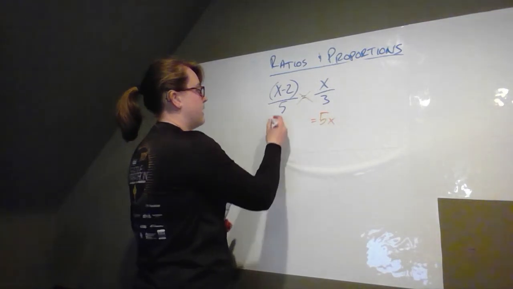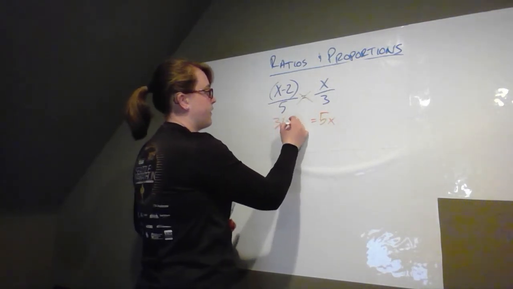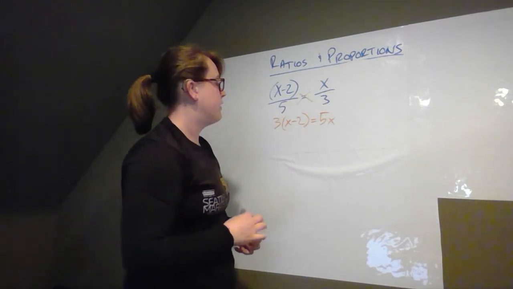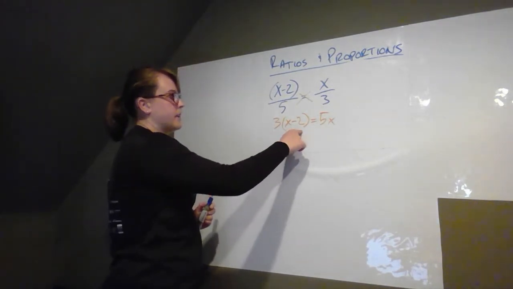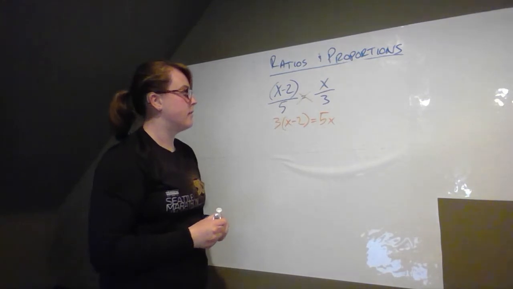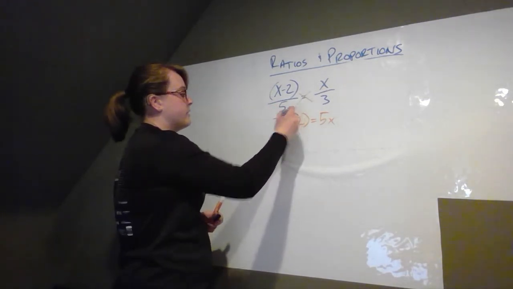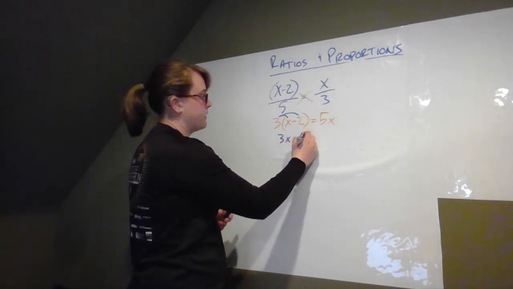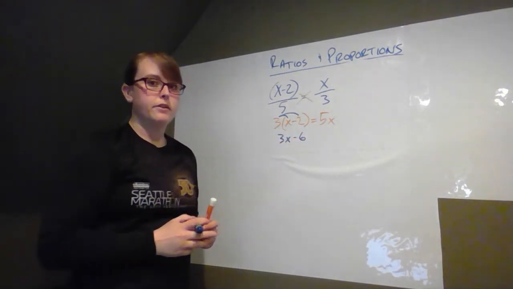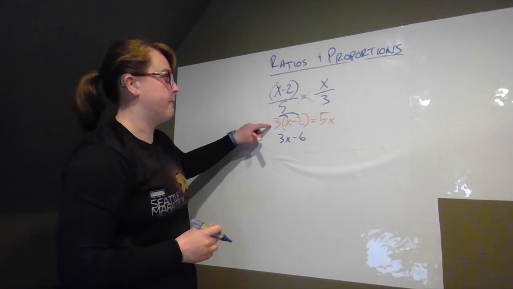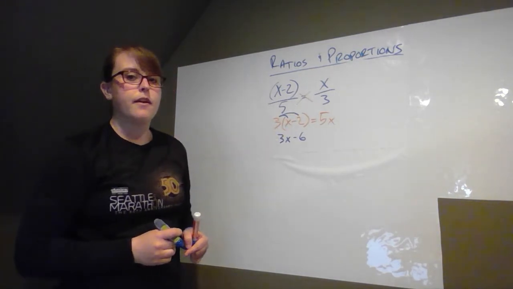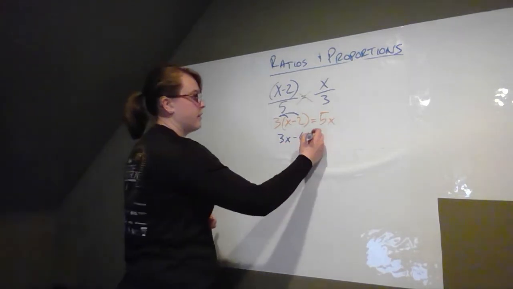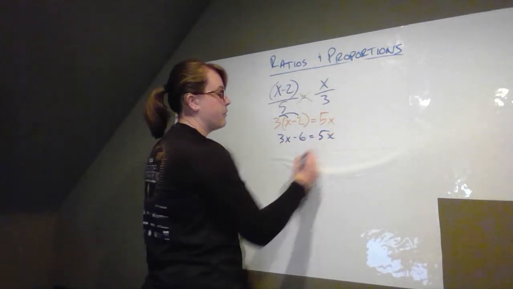3 times x minus 2 is just 3 parentheses x minus 2. So we have 3 times x minus 2 equals 5x. Then I want to distribute and get 3x minus 6. Make sure you're careful when you're distributing. A lot of times people accidentally forget to give it to the second one. So make sure you give it to both terms. Multiply the 3 through to both terms. Then it's equal to 5x.